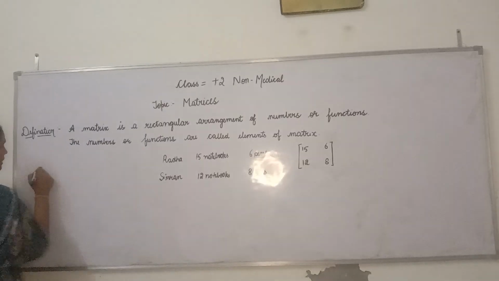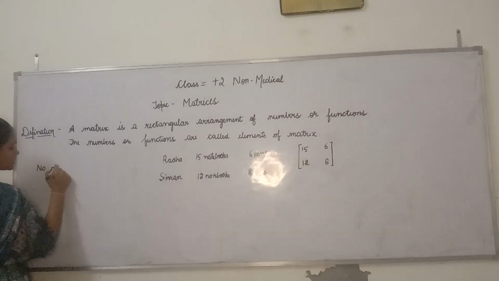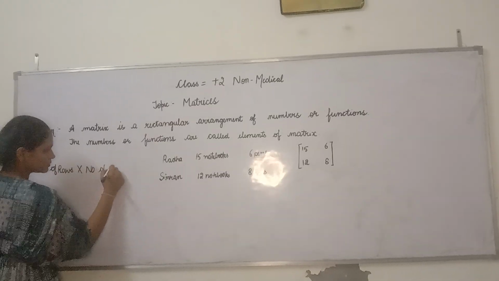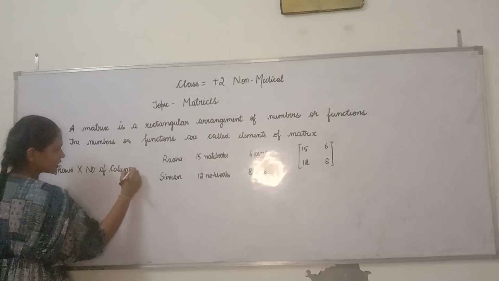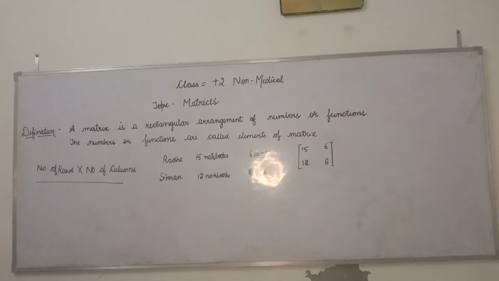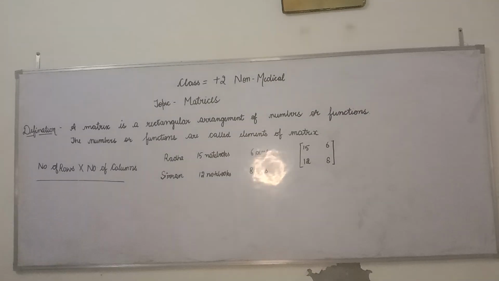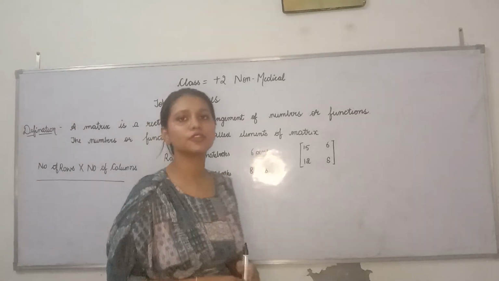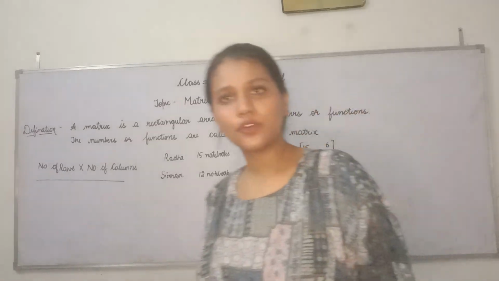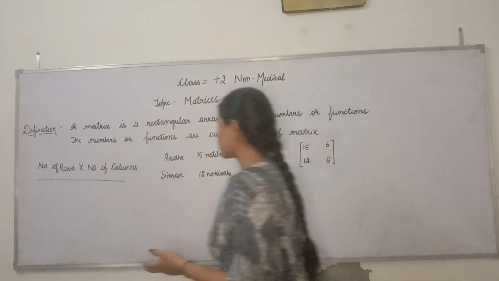We can also say that a matrix is a regular arrangement of number of rows and number of columns, and we write any information in this form. A matrix can be of any form, like I have written two elements here; it could be 3, 4, or the number of rows could be more or less.